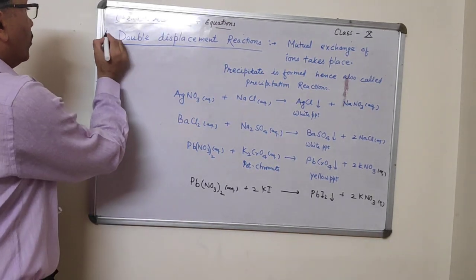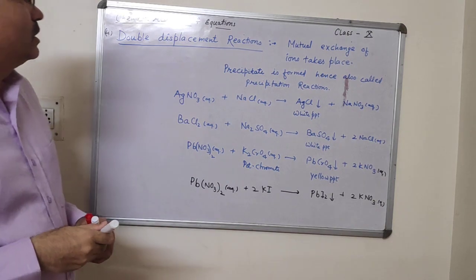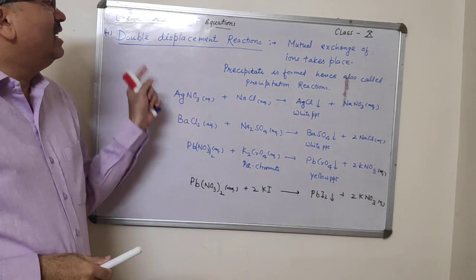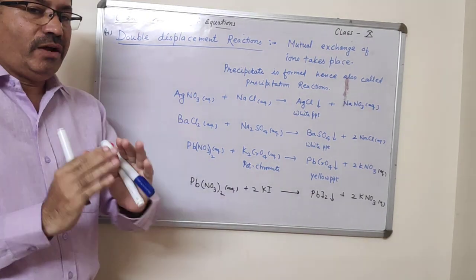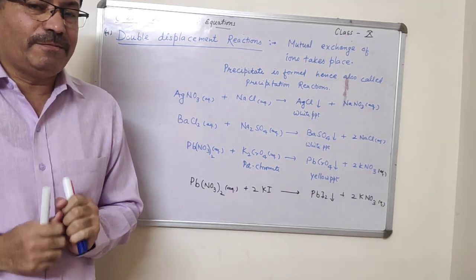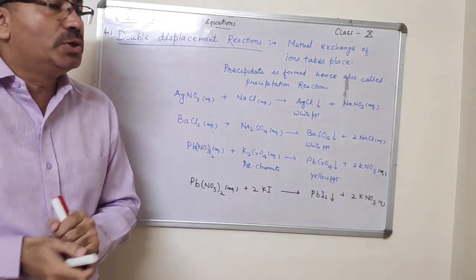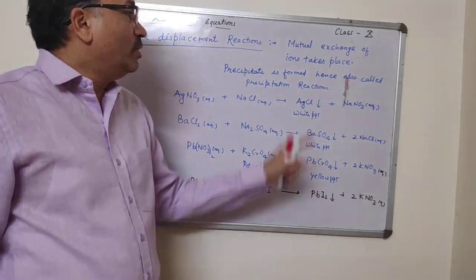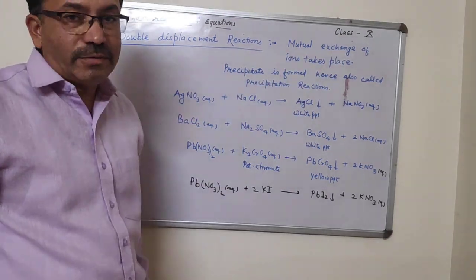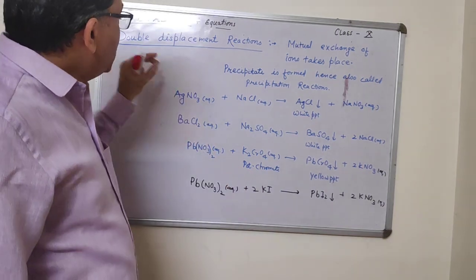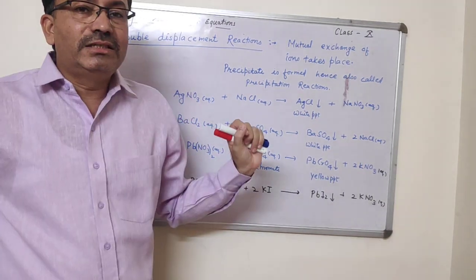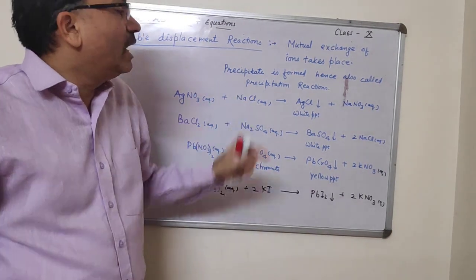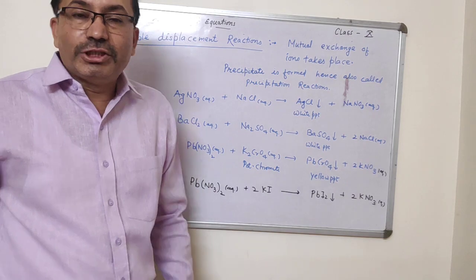Now we have the fourth category of reactions, double displacement reactions. When we are talking about double displacement reactions, it means we have two displacements, which means there will be a mutual exchange of ions. Double displacement reactions are those in which mutual exchange of ions takes place. Generally, these reactions are accompanied by the formation of a precipitate. That's why these reactions are also called precipitation reactions.